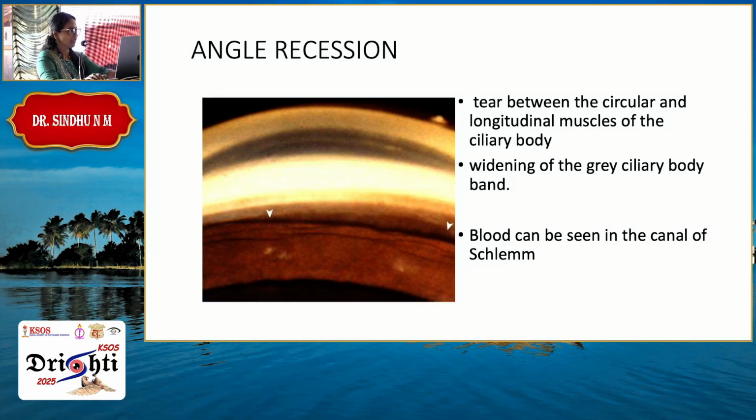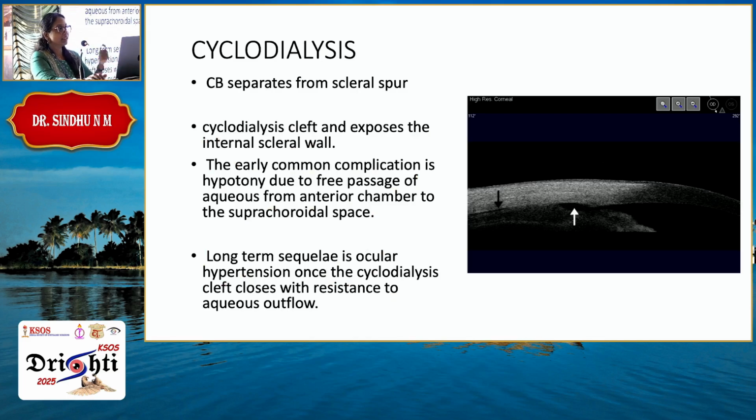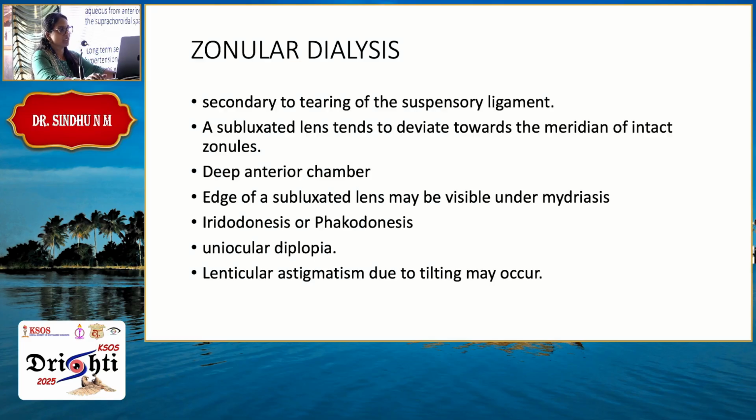Angle recession and trabecular meshwork damage is the most common cause of secondary IOP increase in a trauma case. When the ciliary body separates from the scleral spur, it's called cyclodialysis. The commonest complication is hypotony, due to passage of aqueous humor from the anterior chamber to the suprachoroidal space. In a later period, due to closure of the cleft, this can cause ocular hypertension.